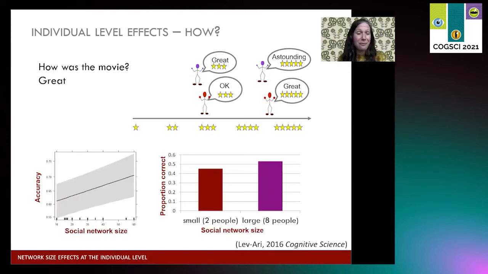And indeed, we found that people that have a larger social network in the real world are really better at understanding evaluative language, such as, for example, understanding restaurant reviews. And we also found experimentally that when we try to teach people novel evaluative words, they learn them better and are able to learn new reviewers better if they learn those words from large social networks compared to small ones.